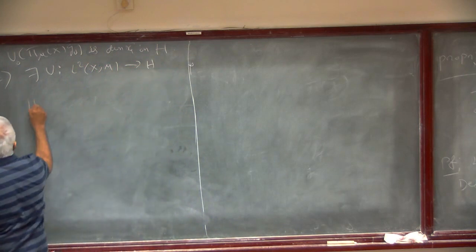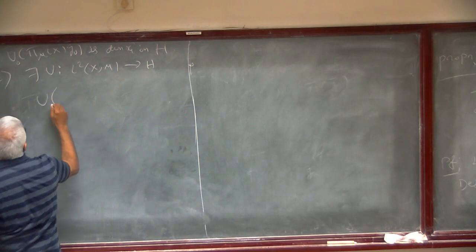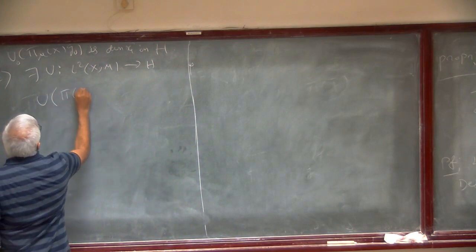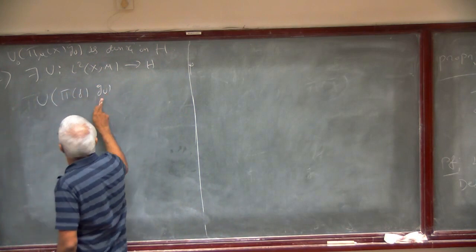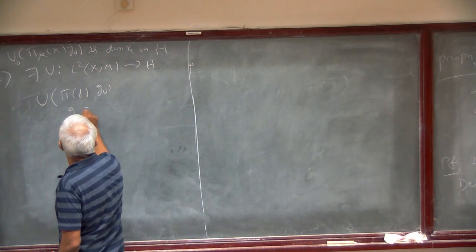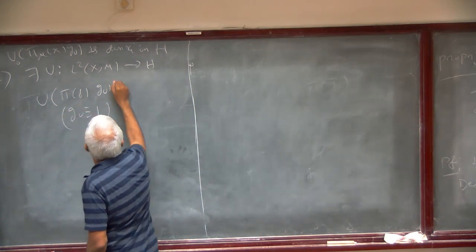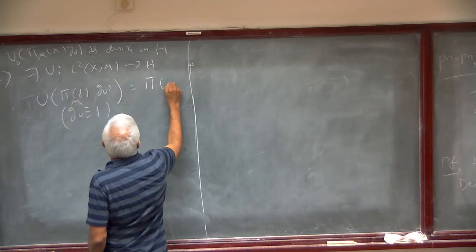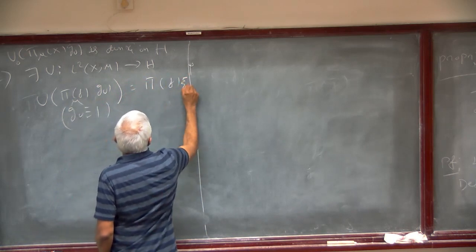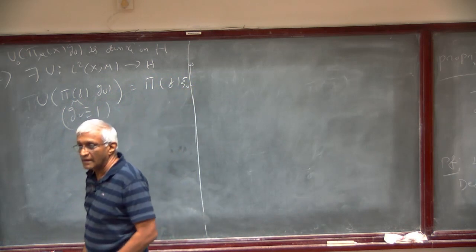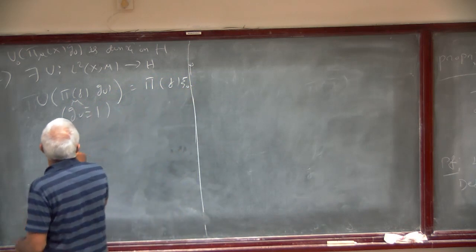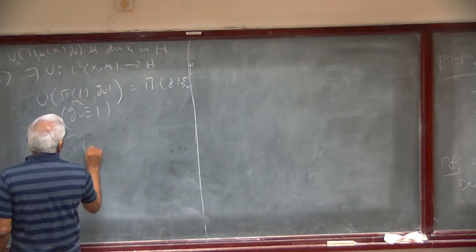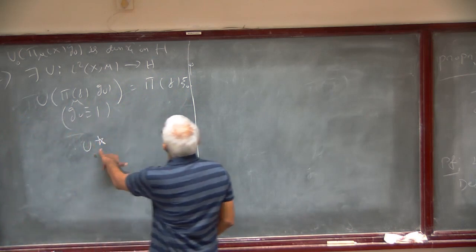Okay, so there exists a unitary U from L2 of mu to H, satisfying U of f at G naught, G naught is the one function, equal to pi of f xi naught. Okay. Now you can verify that U star is the inverse.